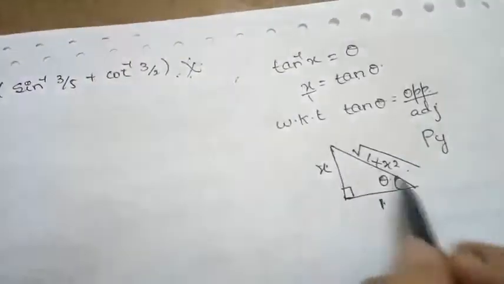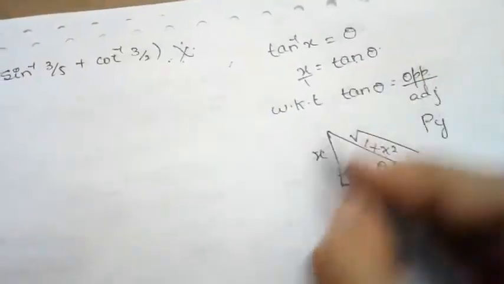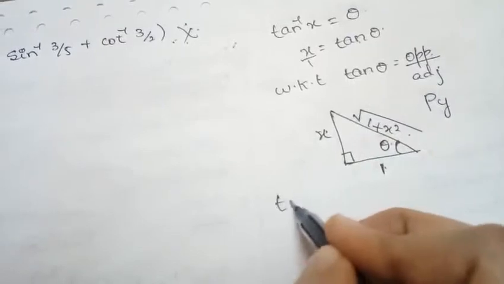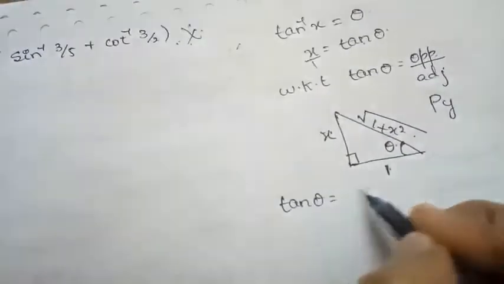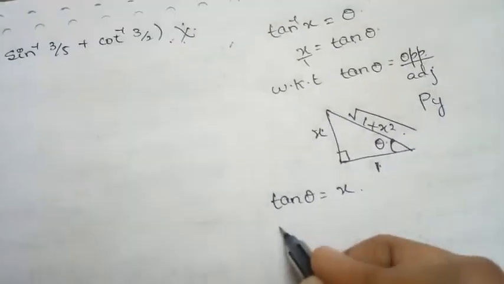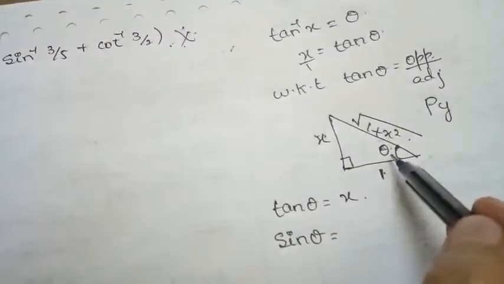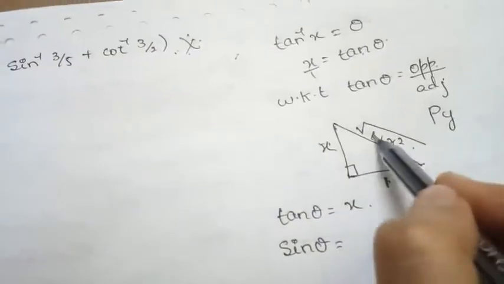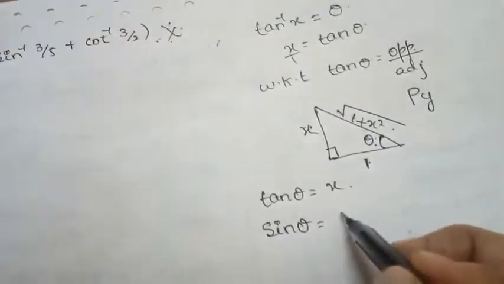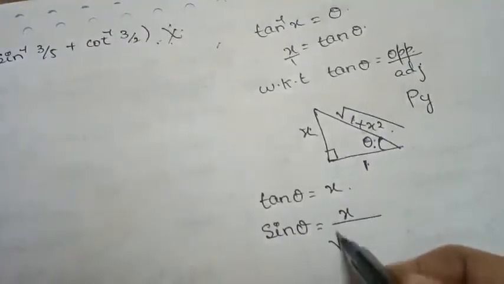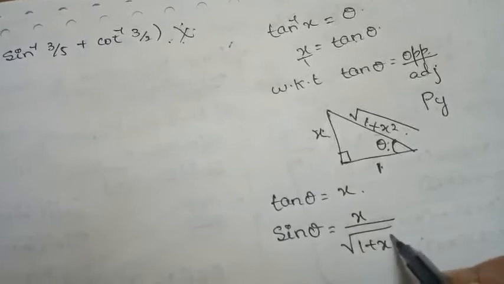Now you know all three sides of the triangle. Clearly by looking at this triangle, I can say tan theta is equal to x. What about sin theta? Sin theta is nothing but opposite by hypotenuse. So sin theta is x by square root of 1 plus x square.